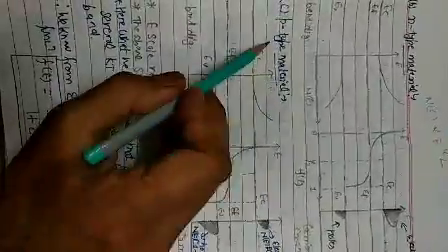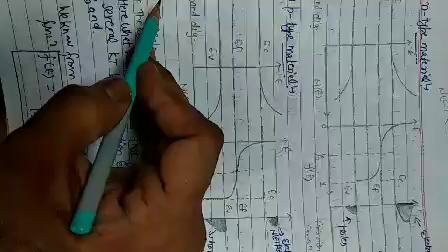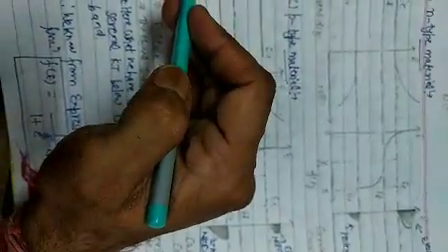Now on the other hand, in the p-type material, the Fermi level will shift away from the intrinsic level towards the valence band, because the concentration of holes is more.